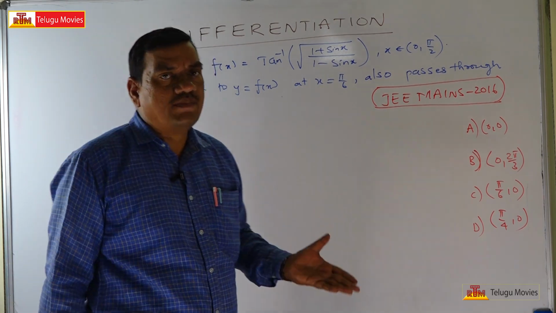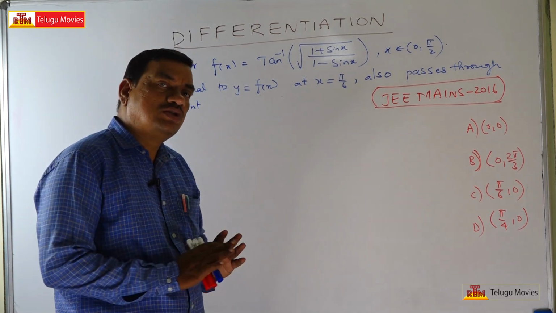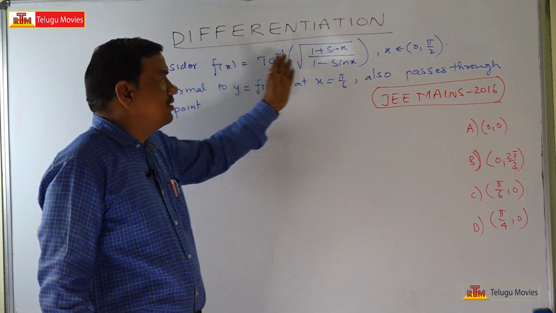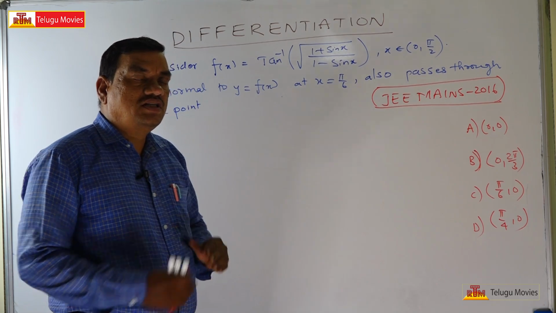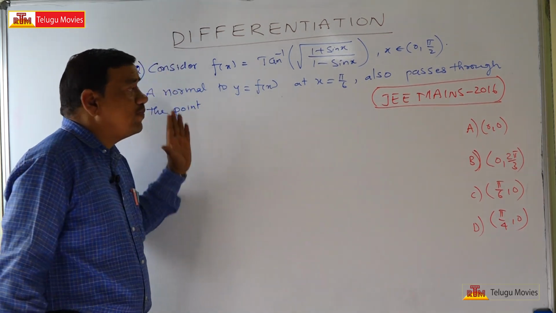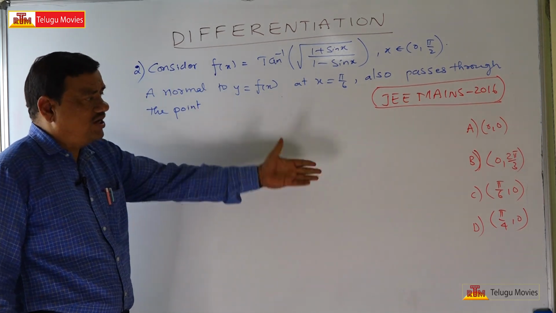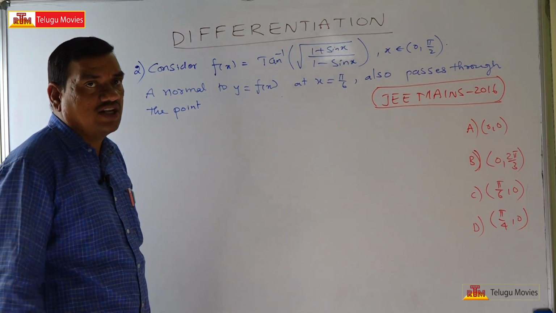You may ask one doubt question: Sir, is this the same model problem you explained? The previous problem, this problem is also the same model. There also one function is given, it intersects the y-axis, and the normal also passes through the point. The point is given. Sir, the same model problem you are explaining.